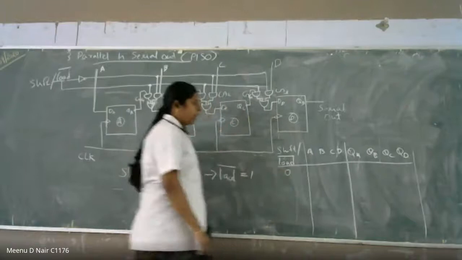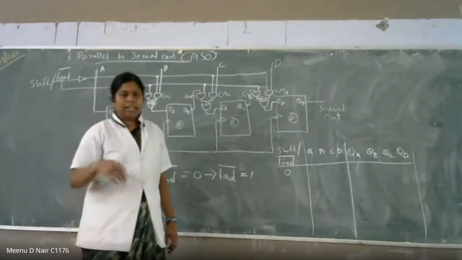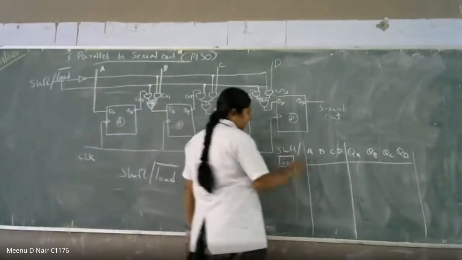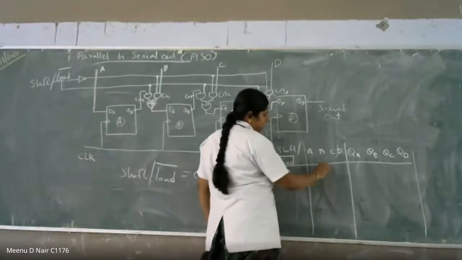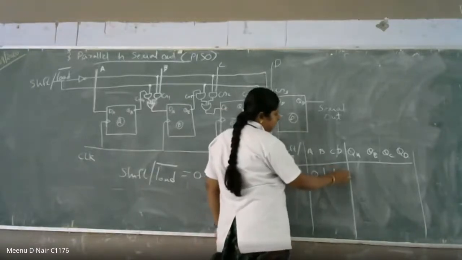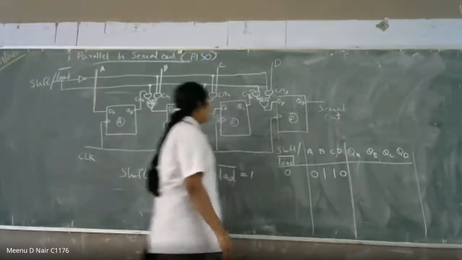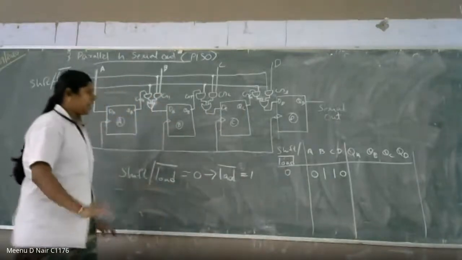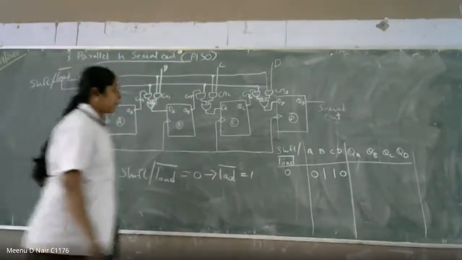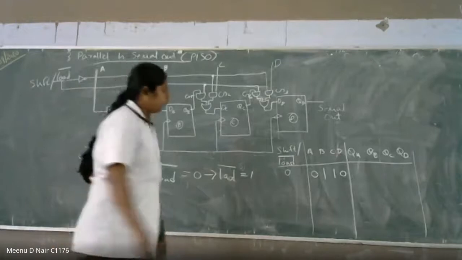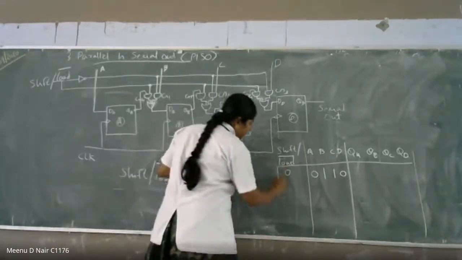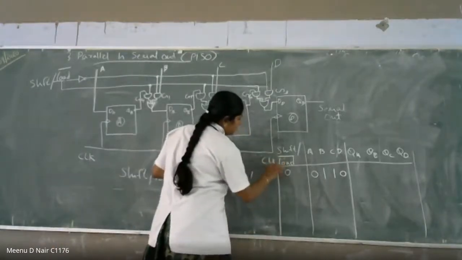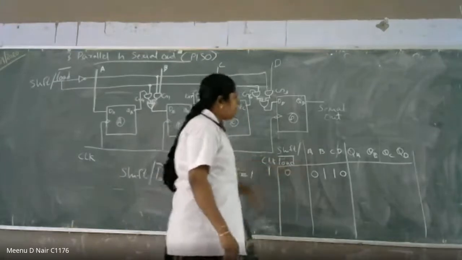That means you are entering a data. So suppose A is equal to 0, B is equal to 1, C is equal to 1, D is equal to 0. And you consider your first initial condition was 0, 0, 0 only. So this is for clock pulse 1. So what about the QA?